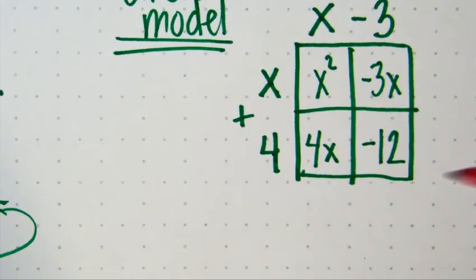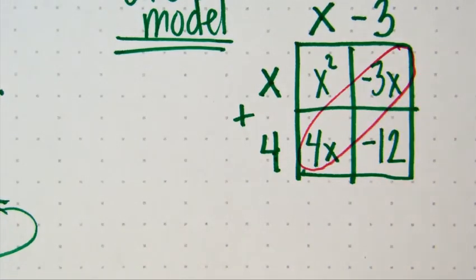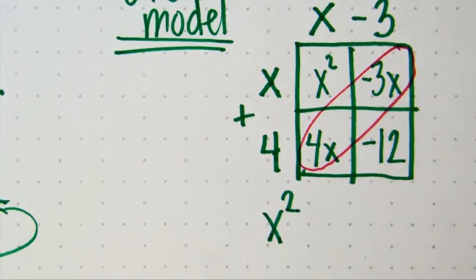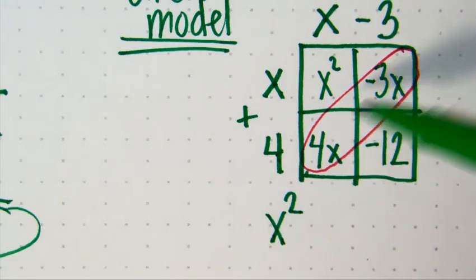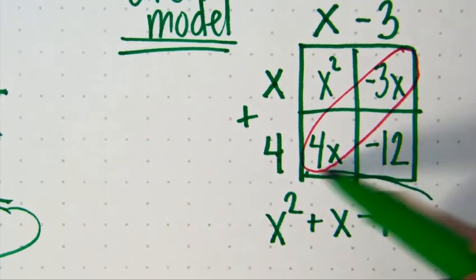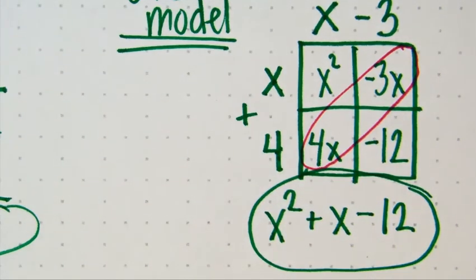And then if I look through here, I do have like terms in that spot. So when I write my final answer, I need to make sure I combine my like terms. And then I get my answer.